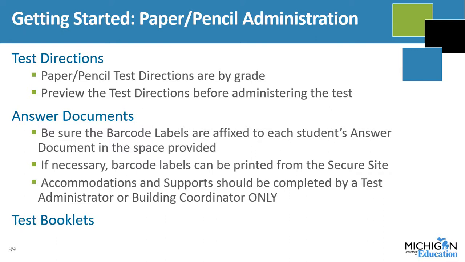Answer documents must have the barcode label affixed in the space provided before administering the test. If additional barcode labels are needed for any reason, for example, a student has enrolled after the pre-ID for barcode labels deadline on February 12, 2020, they can be printed from the secure site. Go to Assessment Registration, select Barcode Labels, and complete the search criteria.